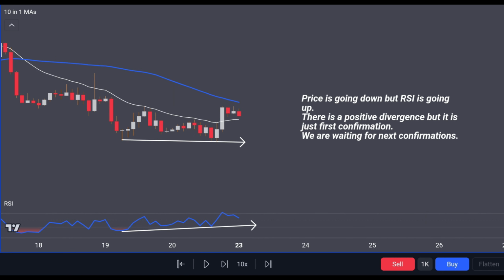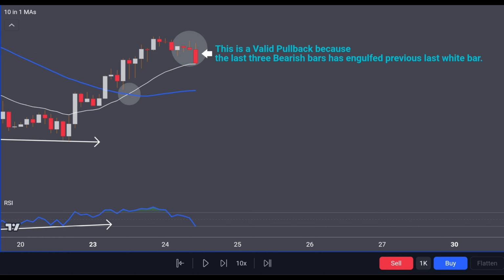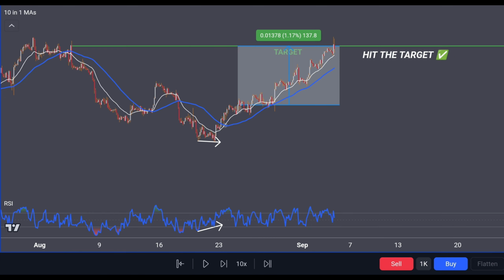Let's take a look at a long position. Price is going down but RSI is going up. There is a positive divergence, but it is just first confirmation. We are waiting for next confirmations. The 20-period moving average line crossed the 50-period moving average line to the upward, another buy signal. We are waiting. This is a valid pullback because the last 3 bearish bars has engulfed last white bar. And as you can see, last confirmation for long position. The last 2 white bars has engulfed previous last bar. We can open a long position. Again, successful trade.